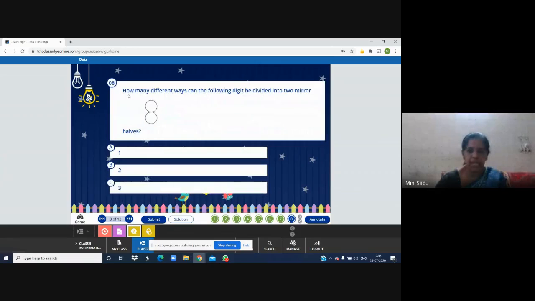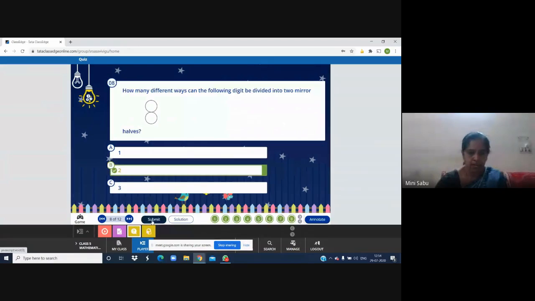Okay. Now the next is, how many different ways can the following digit be divided into two mirror halves? Here it is written digit. So what digit it may be? It may be 8. In how many different ways we can divide 8 to make two mirror halves? Suppose we cut along this way. Here a 0 or O is there, like that. 0 is there, 0 is there. Whatever it is, then if you cut along this way, it also makes two equal parts. So let us try for 2 and see whether we are correct or not.